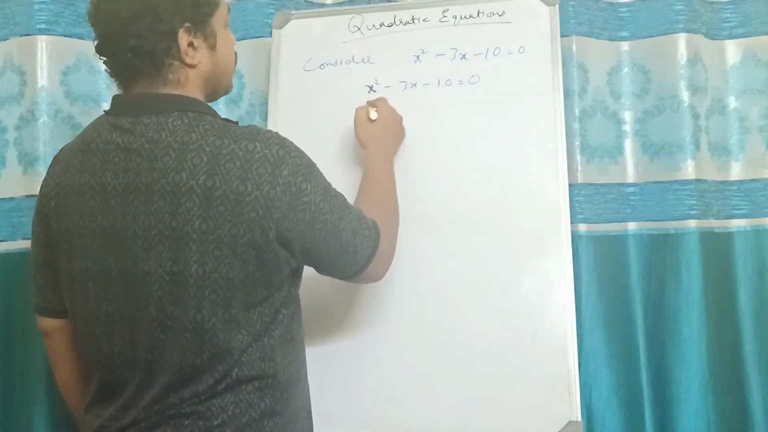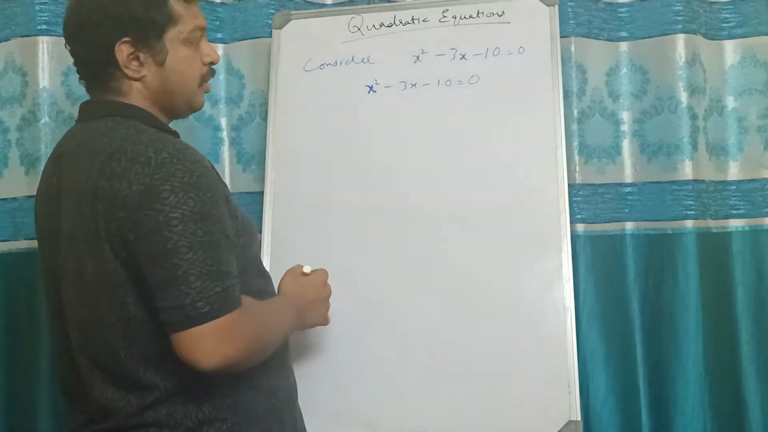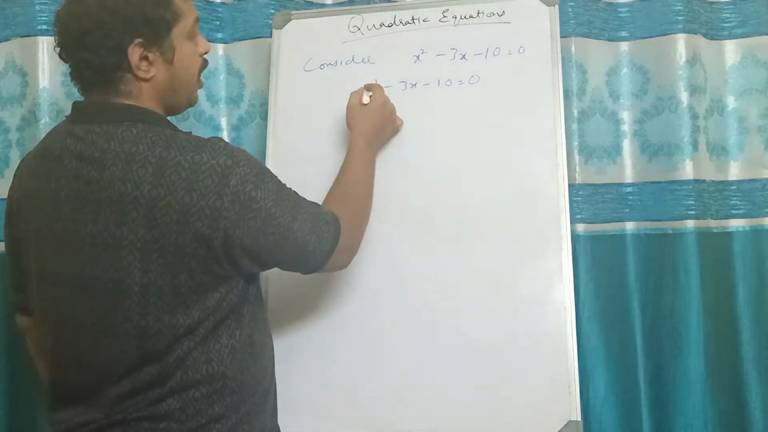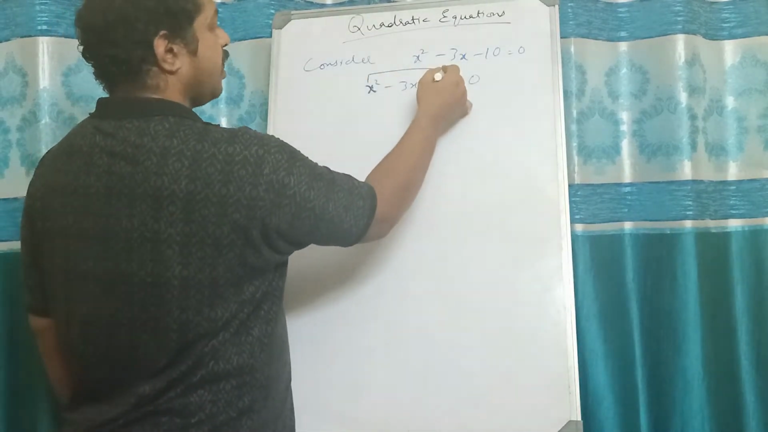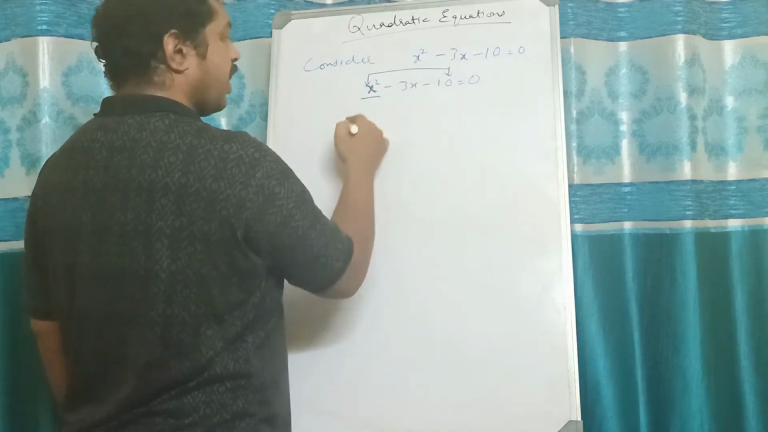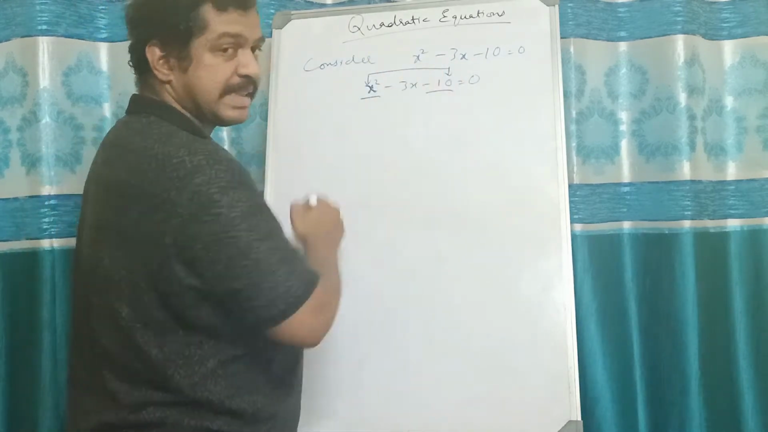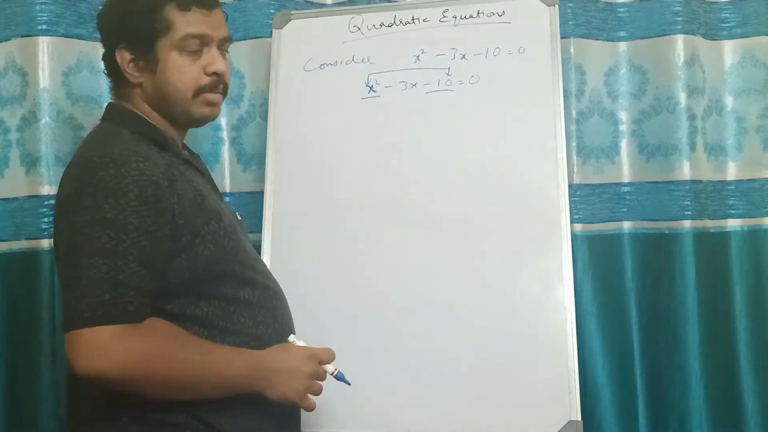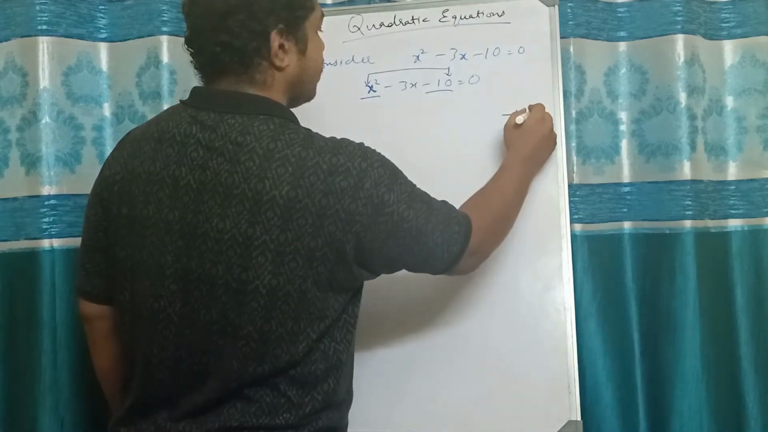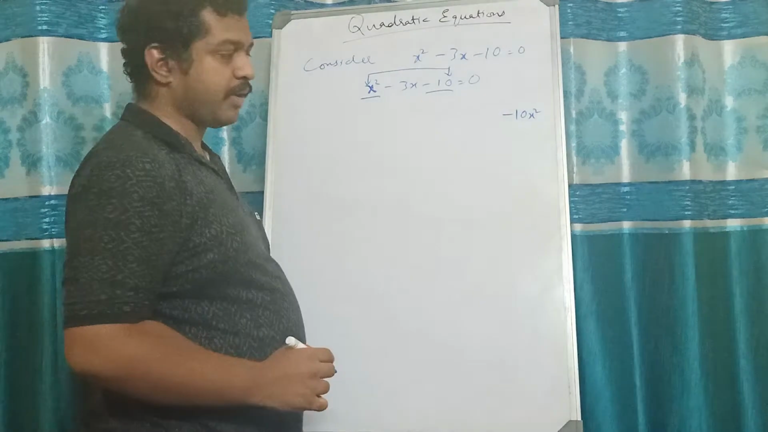So x square minus 3x minus 10 equal to 0. What we need to do, the first step, is multiply the first and the last terms. The first term is x square and the last term is minus 10, right? If you multiply them, what we get is minus 10x square.